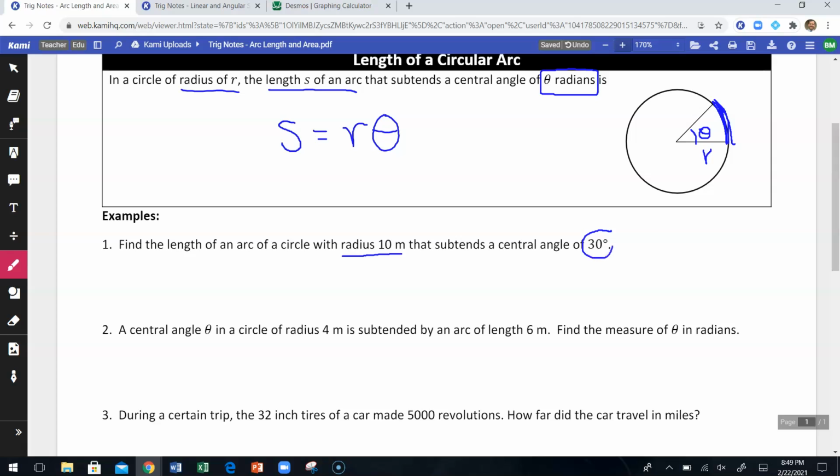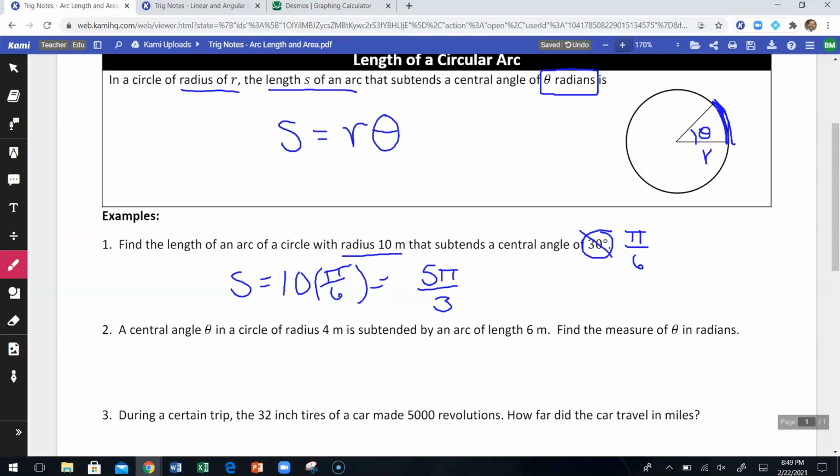Again, the first thing you need to do is, if your angle measurement is in degrees, you need to make sure that you use the radian equivalent. So that's pi over 6. Then I can use my formula. My arc length is going to be the 10 meters times the angle pi over 6. If I simplify that, I get 5 pi over 3. I'm going to leave it like that. You could give me the decimal equivalent, but that's an exact answer, 5 pi over 3.